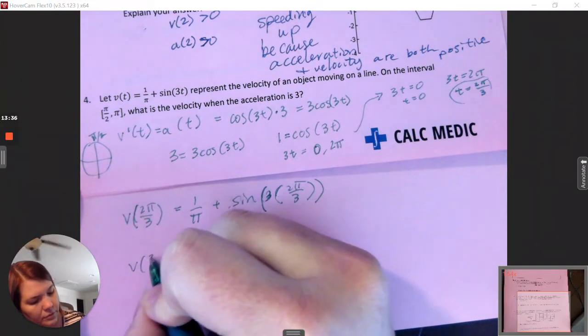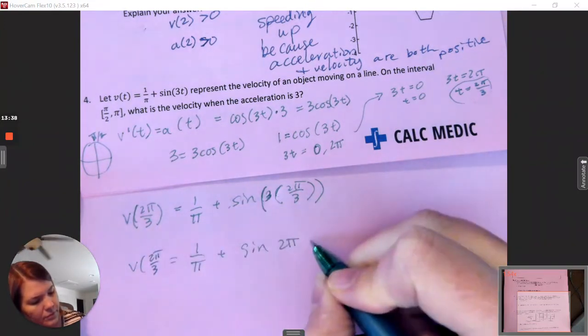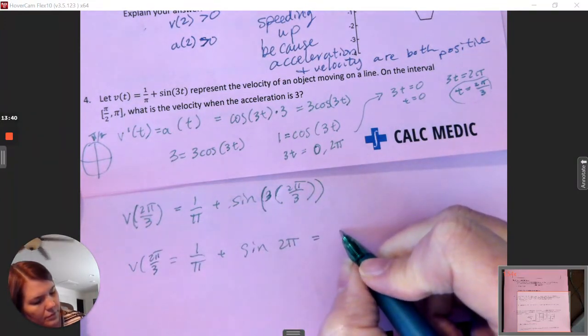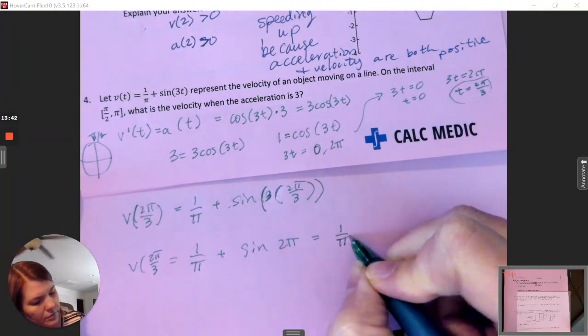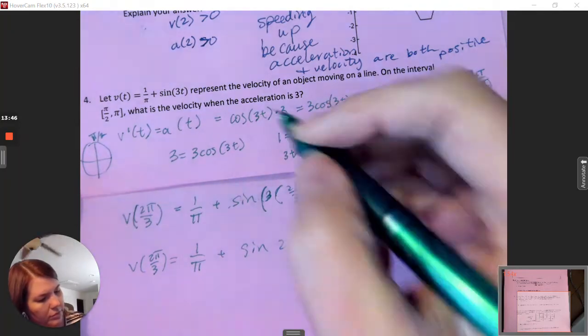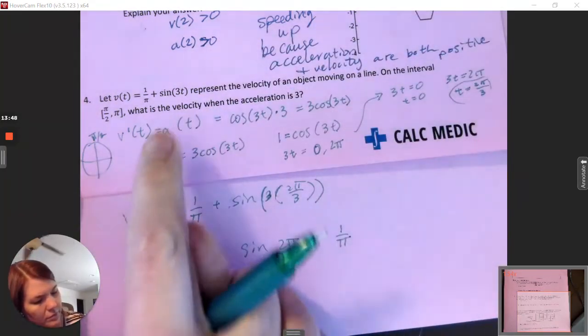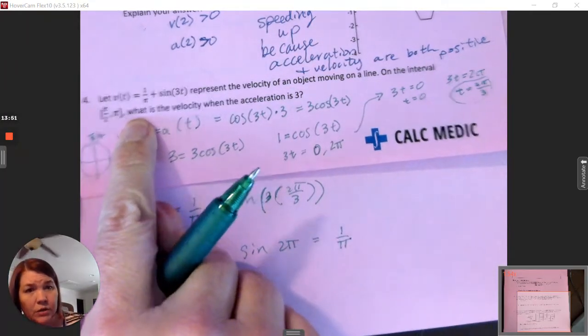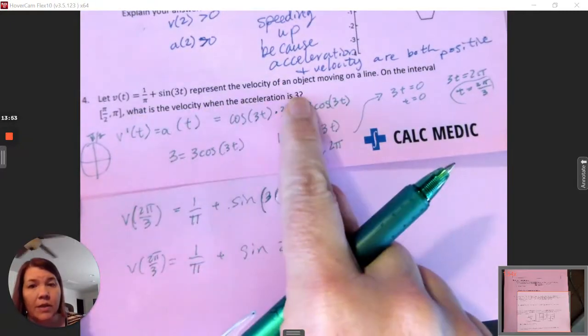Because that's going to go away. So 1 over pi is my answer. The question is a little strange. On the interval, what is the velocity when the acceleration is 3?